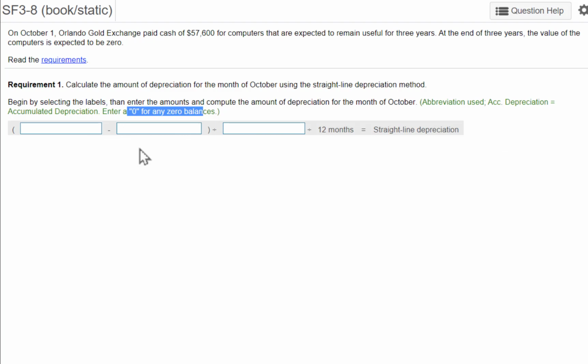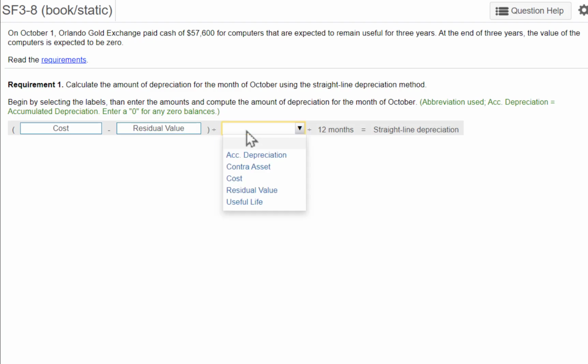So what is the formula in words for straight line depreciation? You need to take the cost of the asset, you subtract the residual value, and then you divide that amount by the useful life in years. And in this case, they want to record monthly depreciation, so then we divide by 12 months.